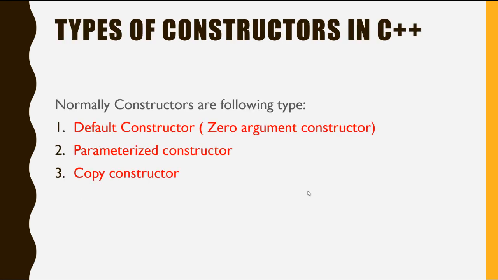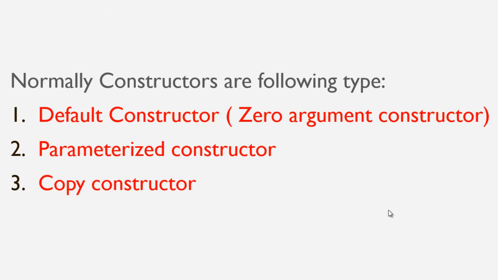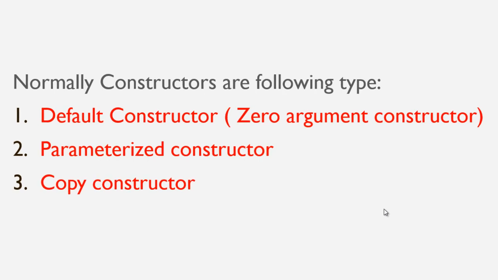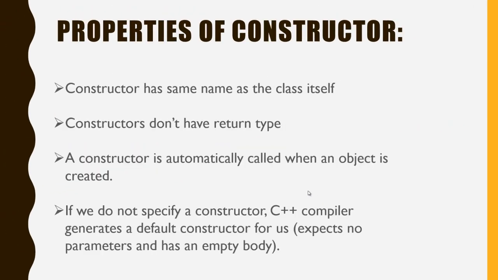And what are the different types of constructors in C++? Normally we have the default constructor, that is a zero argument constructor, the parameterized constructor, and the copy constructor. Now let's look at the properties of a constructor.